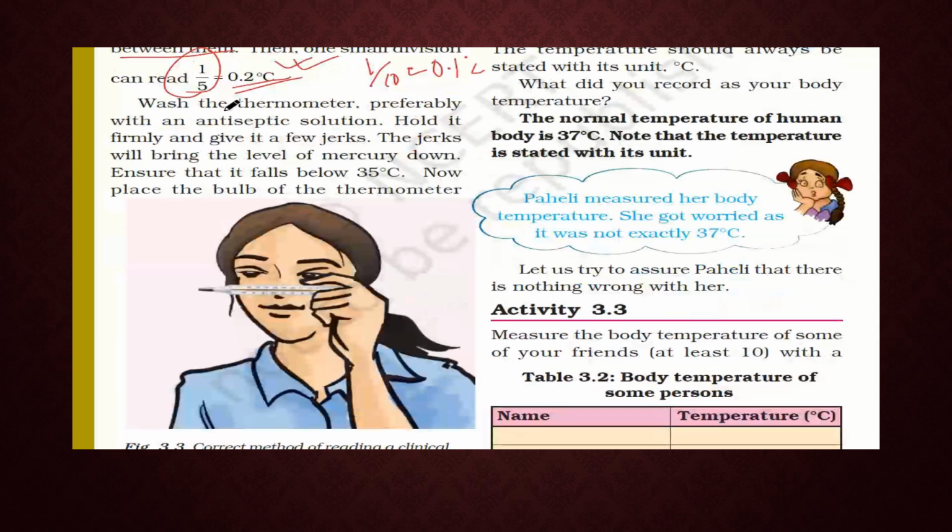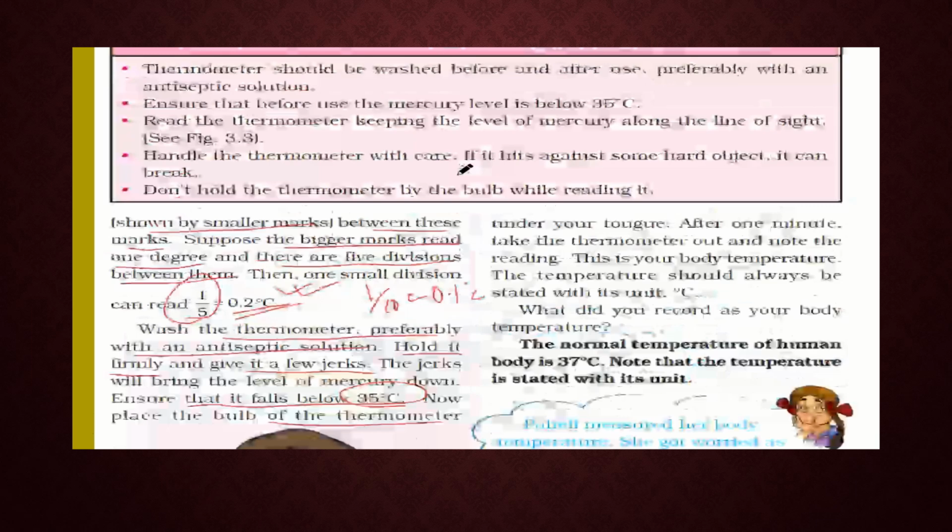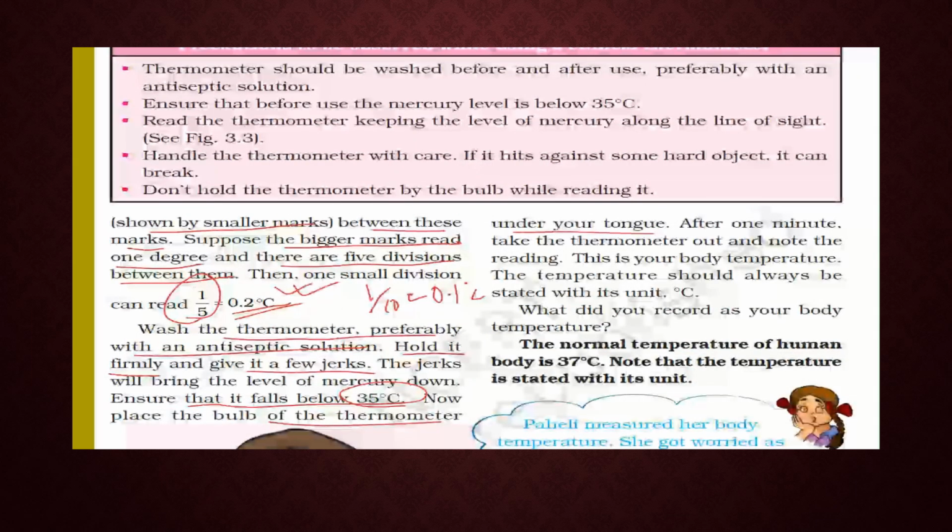Okay, so wash the thermometer, preferably with an antiseptic solution. Hold it firmly and give it a few jerks. Before starting, you should shake the thermometer so that the mercury level falls below 35 degrees centigrade. It should be ensured that the mercury level is below 35 degrees centigrade. Now place the bulb of the thermometer under your tongue or in your armpit. Generally for kids and babies, they can't keep it under the tongue, so we have to use the armpit.